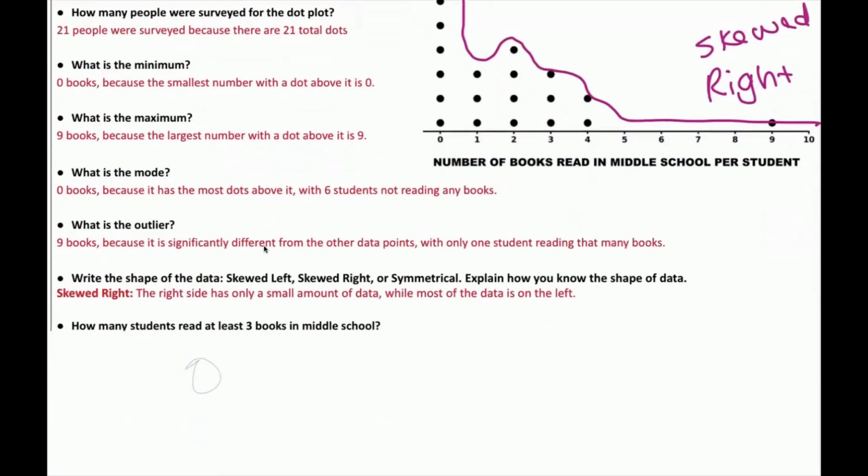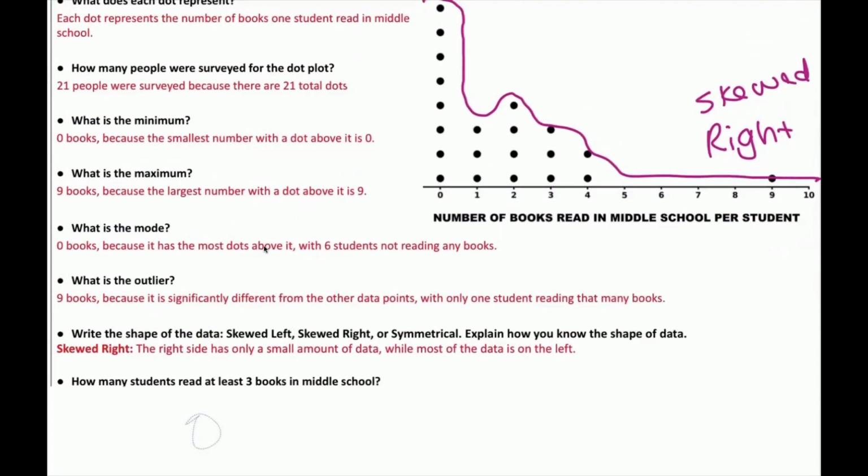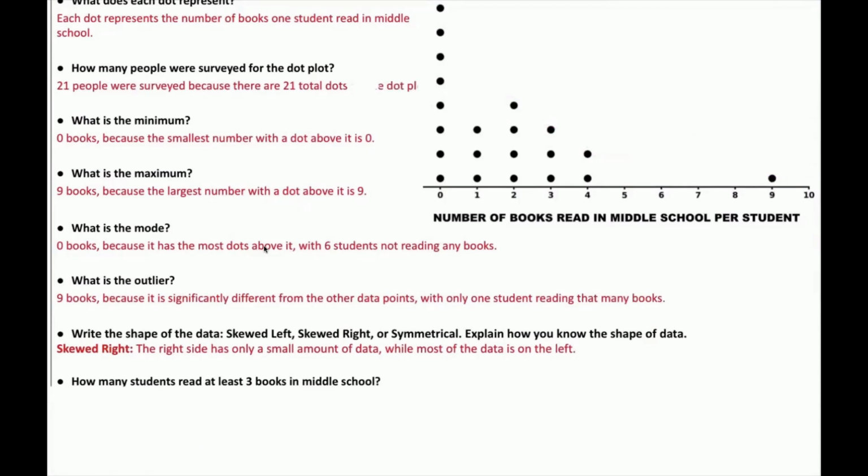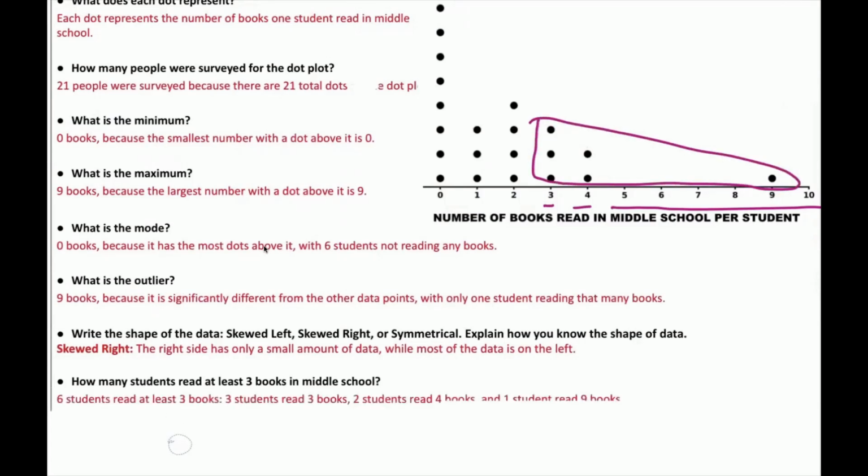And then the second to last question, how many students read at least 3 books in middle school? Okay, so at least 3. So we're going to include 3. But if they read at least 3, they could have also read 4 or any of the numbers this way. So we're going to count all of these dots, and we have 6. So 6 students read at least 3 books. 3 students read 3 books, 2 students read 4 books, and 1 student read 9 books.